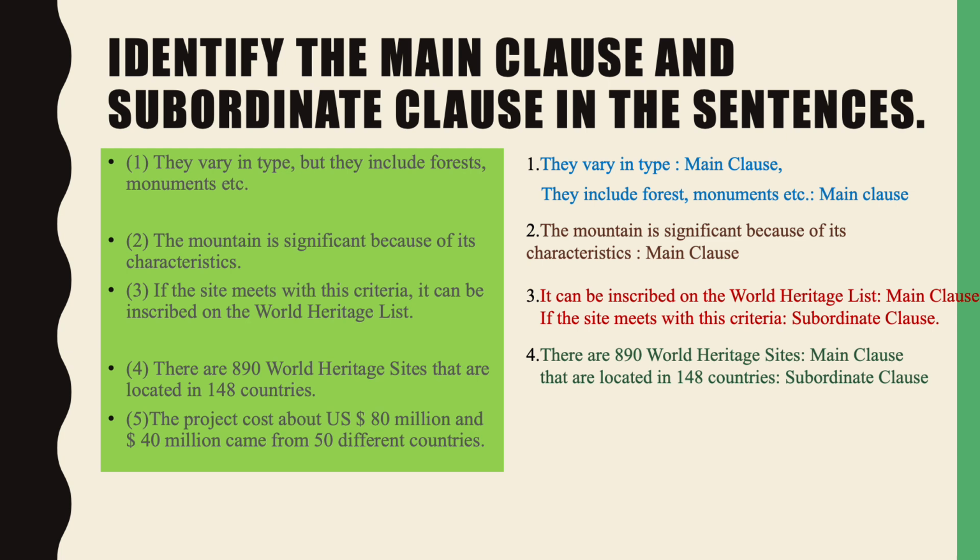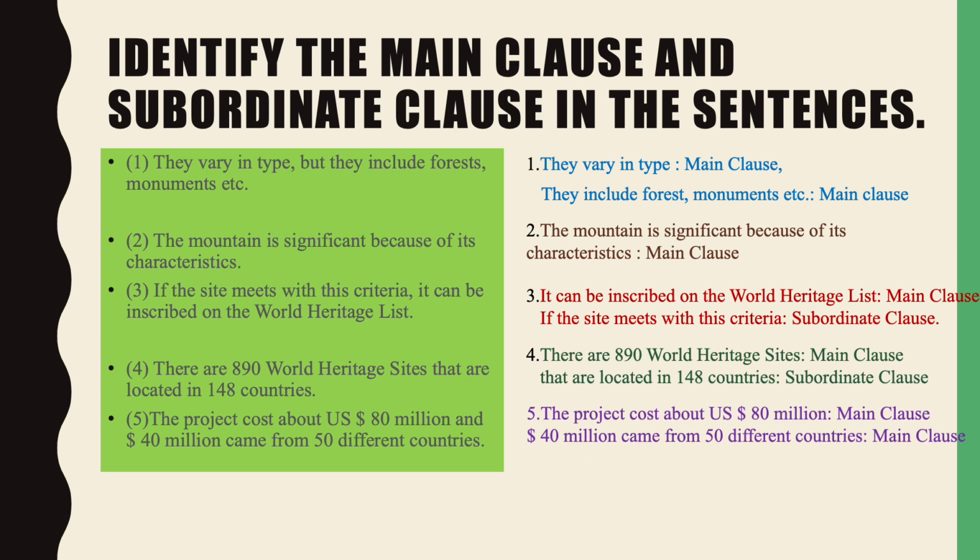Next one: there are 890 World Heritage Sites that are located in 148 countries. Here, there are 890 World Heritage Sites would be the main clause. That are located in 148 countries becomes a subordinate clause since it depends on the previous clause. The next one: the project cost $80 million, $40 million came from 50 different countries. Here, came is a verb, and the subject is also there. We have two subjects and two verbs, so we have two main clauses here, two complete sentences. So both are main clauses. I hope the sentences are clear to you.